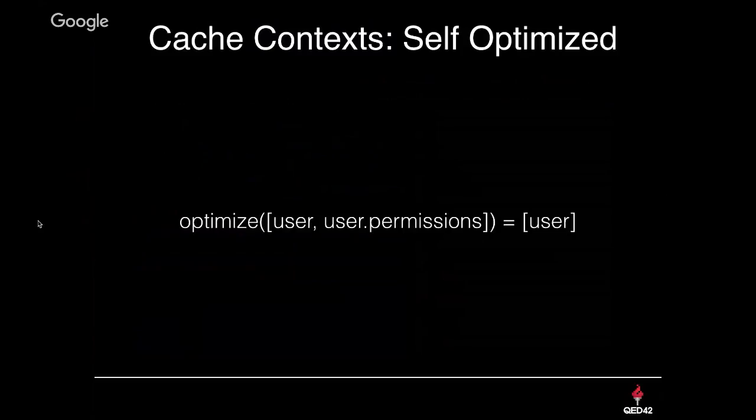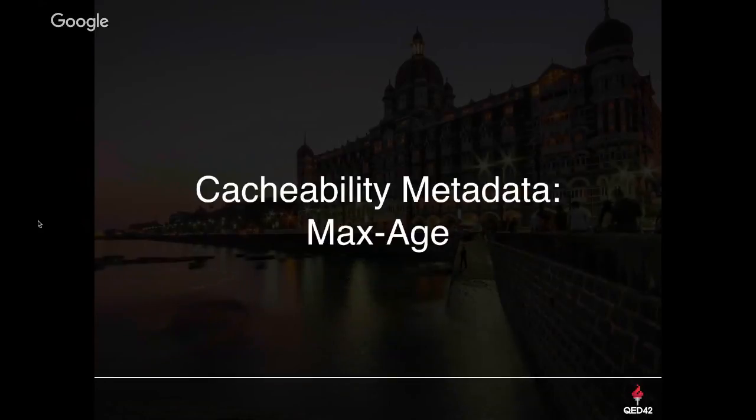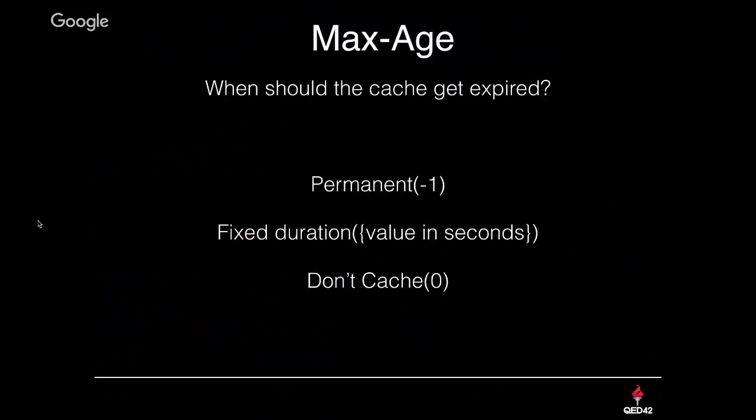Cache contexts are self-optimized, they are smart enough. So if you try to put in two different cache contexts, one of which is a superset of the other, it will automatically create a cache variation only for the superset, not for the subset. The next one, which I think all of us are familiar with, is max age. Max age is the expiration age of the cache. It could have three values. If you want to set it to permanent, you set its value to -1. For a fixed duration, it could be a value in seconds. If you don't want to cache a render array, you set its value to 0.